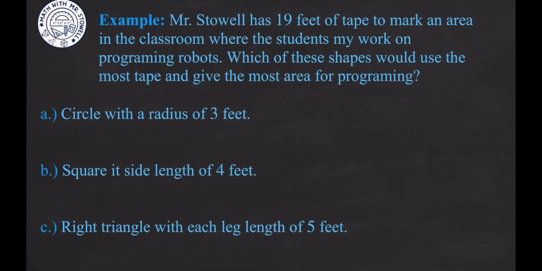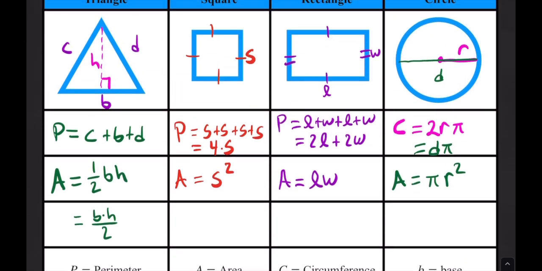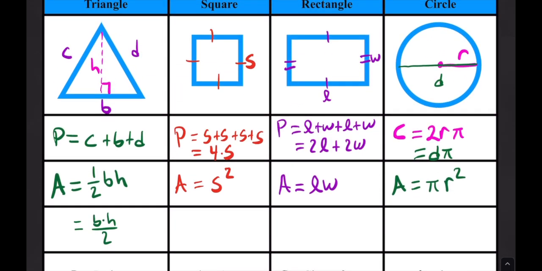So one thing we want to do is quickly go back and remind ourselves about our equations. If we have a triangle, if we want perimeter, it's just adding up all the sides. Area is half base times height, or base times height divided by 2, either or. Square, the perimeter is just add up all the sides, which is 4 times the side length. Or if we want to find the area, it would be just side times side, which is side squared.